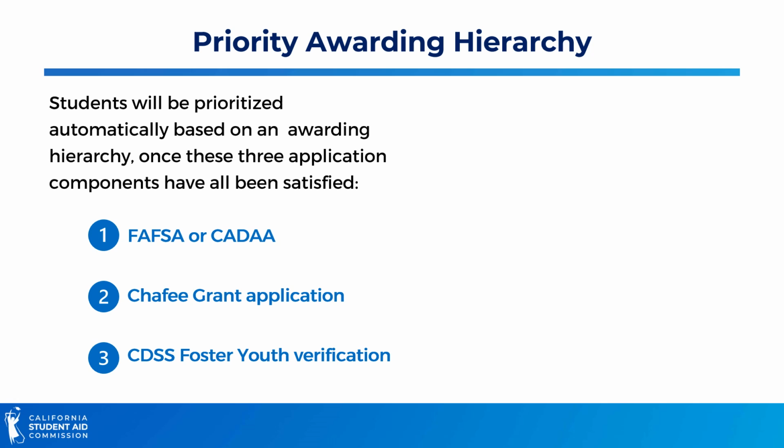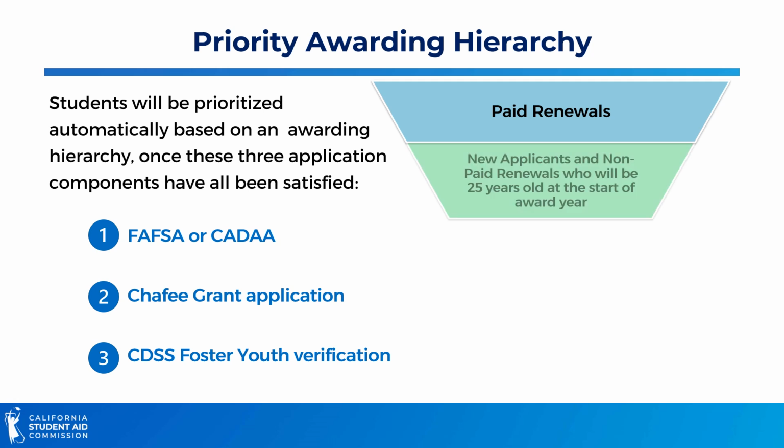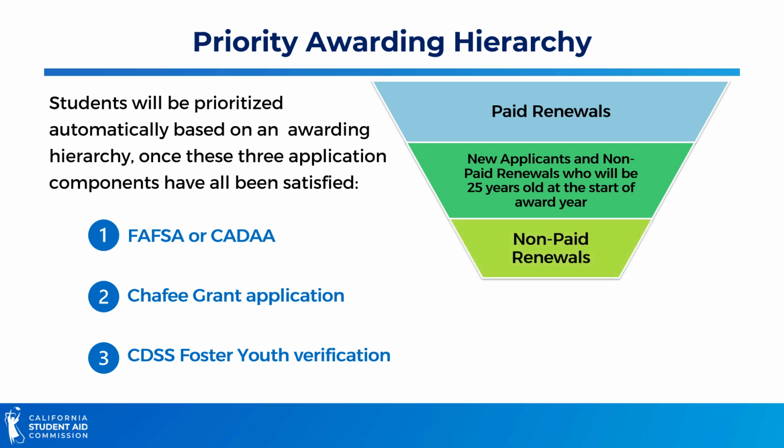Once they have fulfilled those components, the first set of students to be awarded on the hierarchy are paid renewal students, which are students that previously received a Chafee payment. Next to be awarded are new applicants and non-paid renewal students who will be 25 years old as of July 1st of the award year. Next are non-paid renewal students, and finally the last to be paid are new applicants under the age of 25. This hierarchy demonstrates that the Chafee Grant operates using recycled funds.